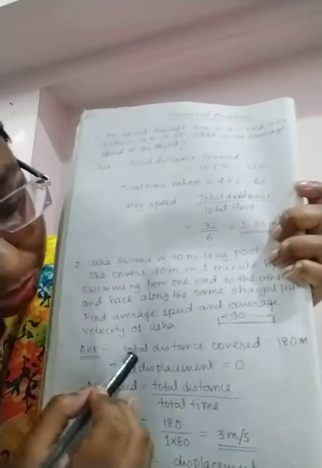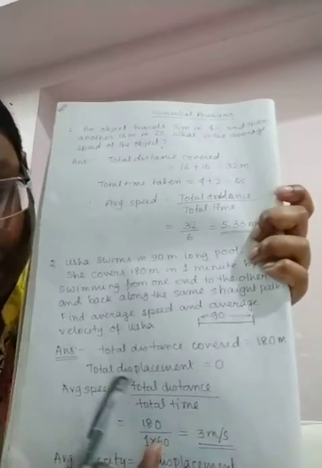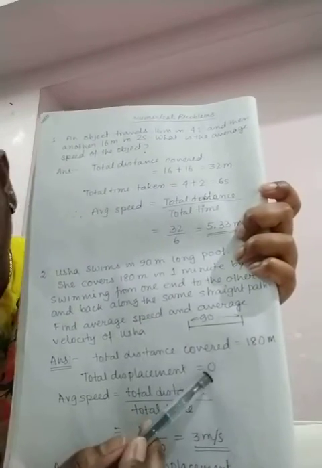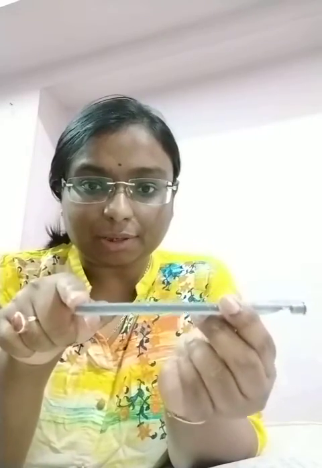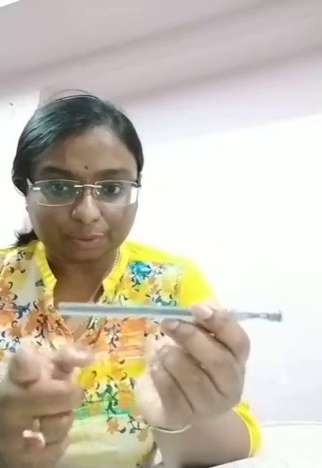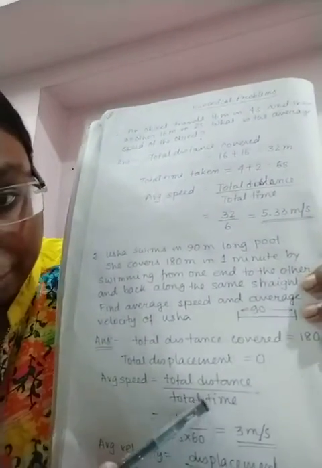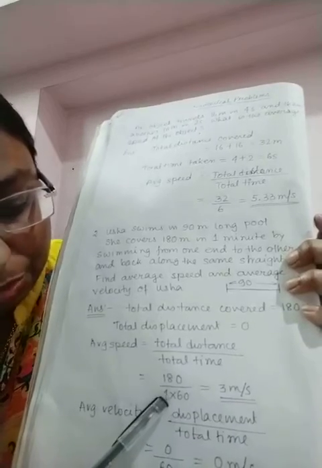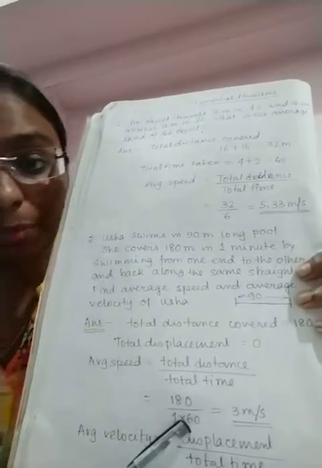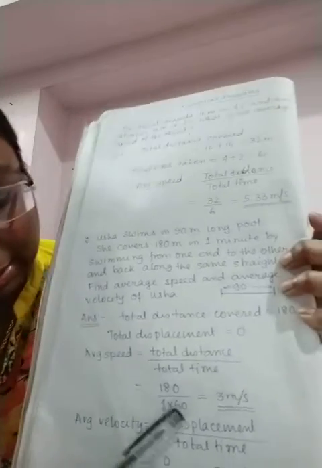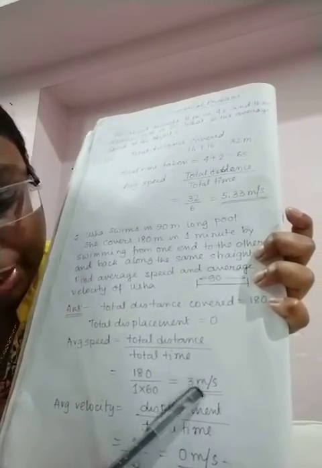So let's see how we can do this problem. Here the total distance covered is 180 meter and the total displacement is 0. Why is the total displacement 0? Because Usha is going from this place and then again coming to the same point. Since the final and the initial points are the same, displacement is 0. So the average speed is total distance by total time. Now the total distance is 180 and the total time is 1 into 60, that is 60 seconds. So it is coming to 3 meter per second.